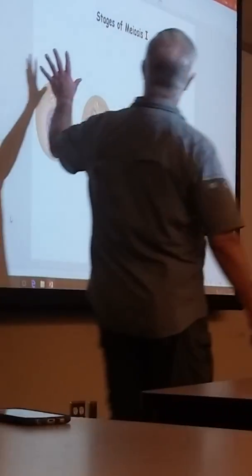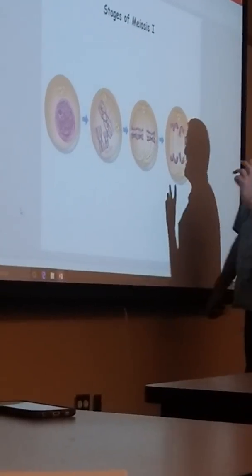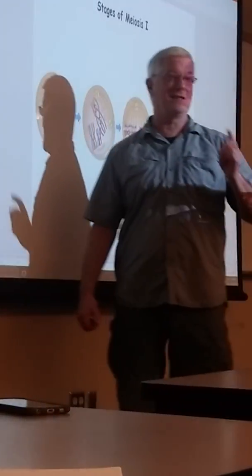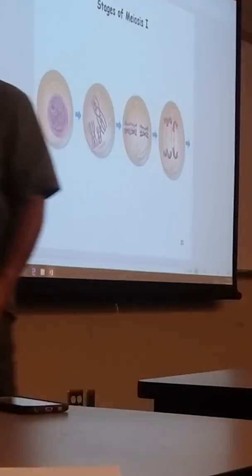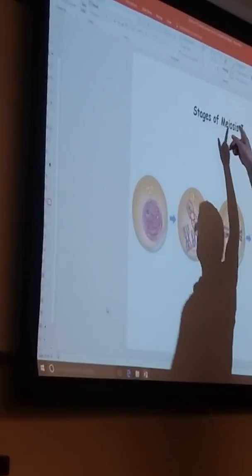All right? So let's go through it and look at this stuff here. Here's the first stage of meiosis. The names of the stages are exactly the same as they are for mitosis. That's what was confusing. I get to use them over and over again. But this is meiosis 1.